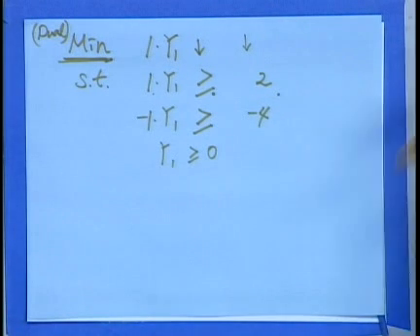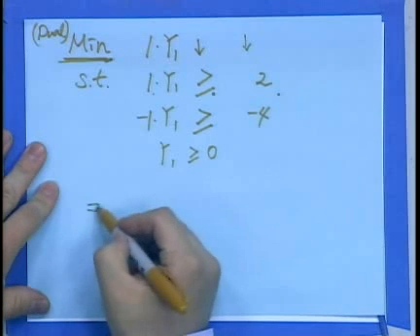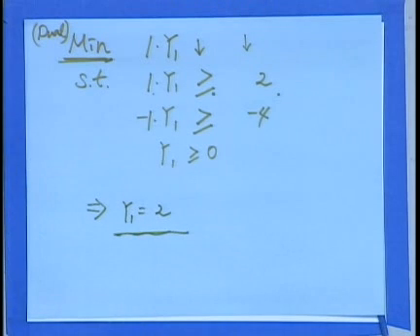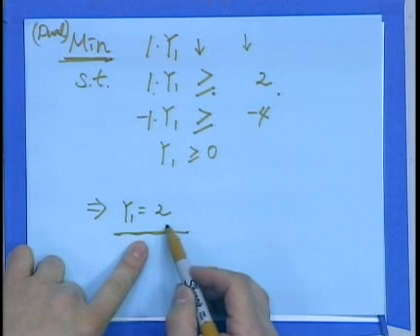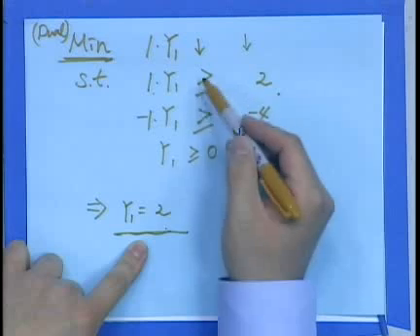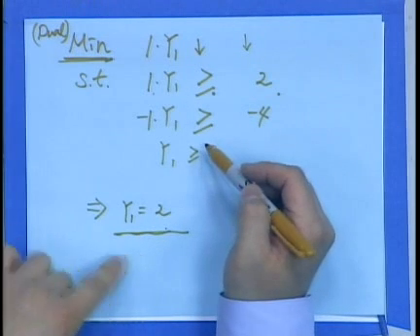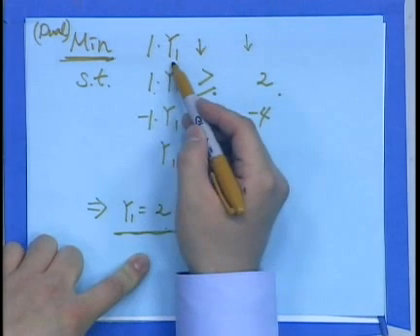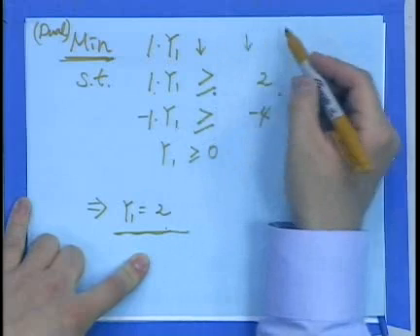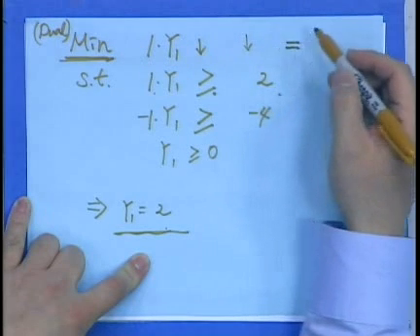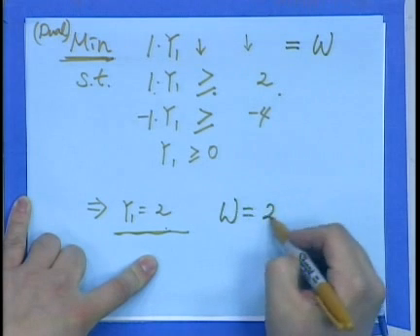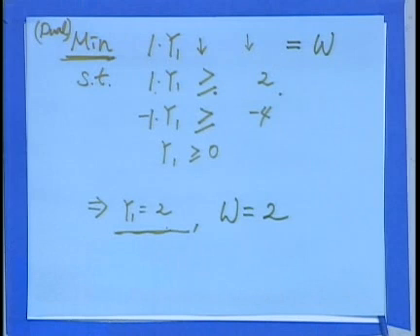So y1 equals 2 is the optimal basic feasible solution. Right? Because y1 equals 2 does satisfy all of these constraints. Is that correct? And the corresponding objective function value is 2, right? So if I say the dual objective function value is equal to W, then W is 2, right? Is that correct?